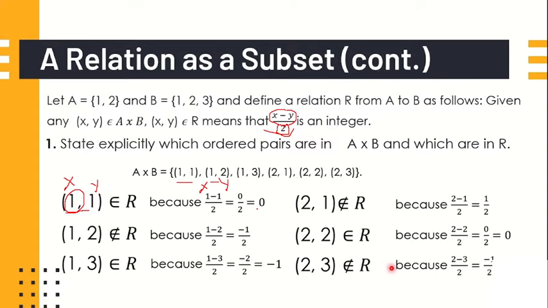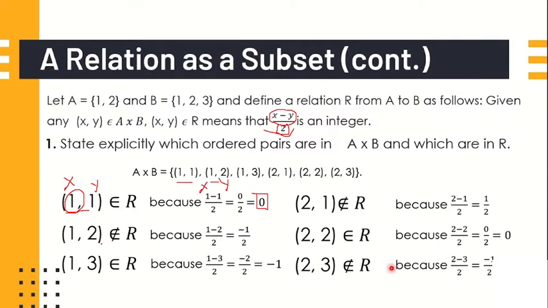Integer, sir. Yes, 0 is an integer. 0 is included in the number line, right? Okay, integer. So, 1 and 1 is an element of the relation, since the result is an integer.